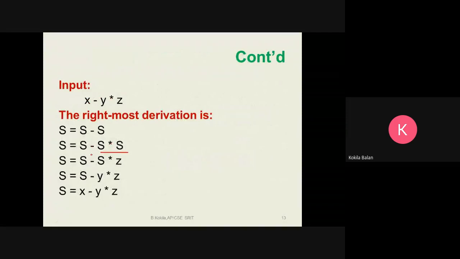Now we need X, Y, and Z. Since it is rightmost derivation, we should start the replacement of the non-terminals from the right-hand side. So first, this S is replaced with Z. And next, of these two non-terminals, this one is on the right-hand side, so this S is replaced with Y, and next this S is replaced with X. So finally we got the input which is given in the example. So these are the derivations applied to generate an input.